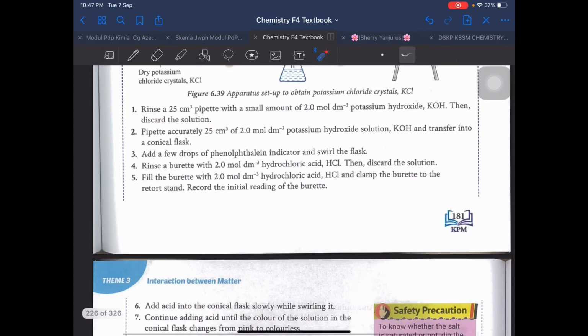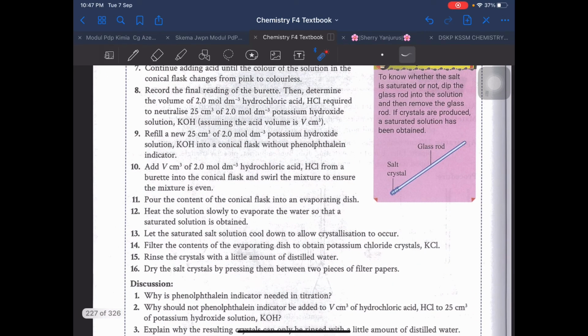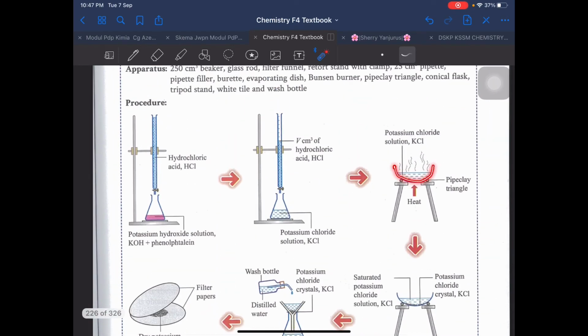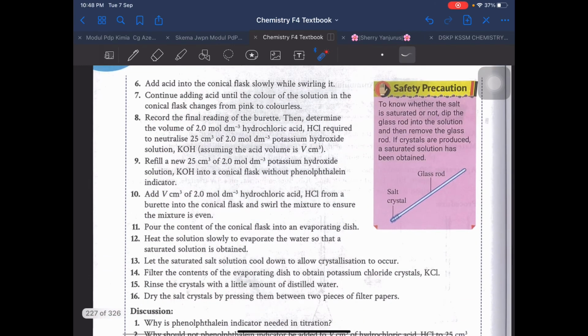Kita tahu sudah. Okay. So after that, you pour the content of the conical flask into evaporating dish. Begini, this is evaporating dish. Inilah kamu punya garam because sudah neutral. Acid dan alkali sudah bercampur and it's even and it's garam. So we are going to put in evaporating dish. So what you do next?